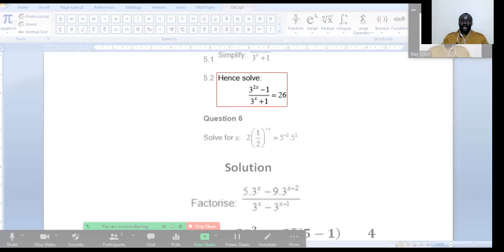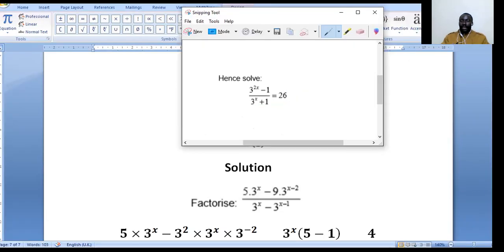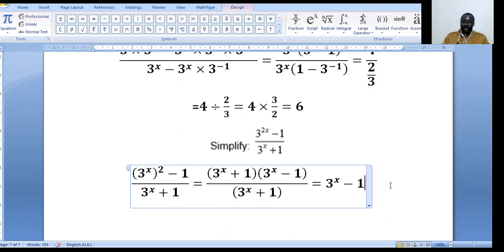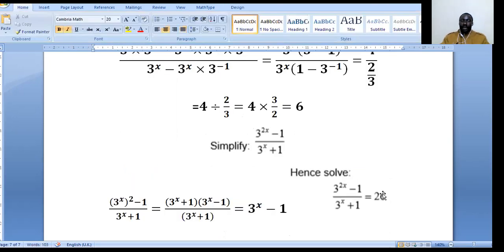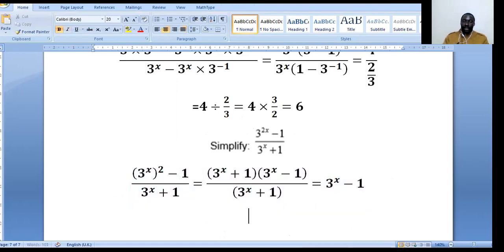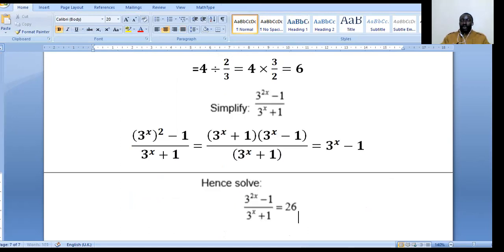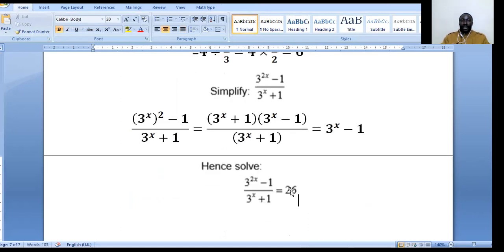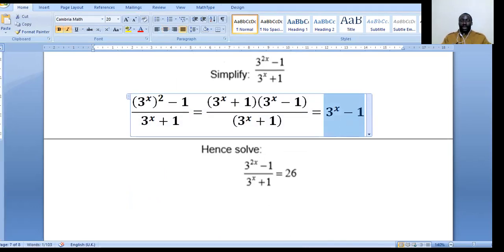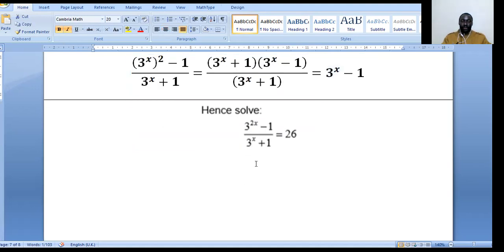What this last bit means is that after simplifying this, hence solve means after simplifying, we make it equals to 26, then we find the value of x. So this is going to be a very interesting bit of calculation. So we say this one here, which we have now got, we make it equal to 26. So this is what we have. We now make it equal to 26.